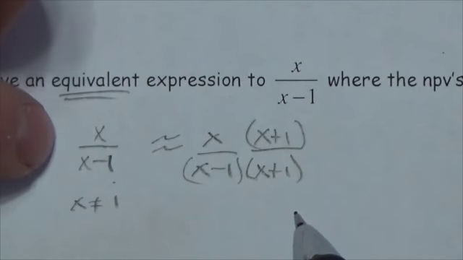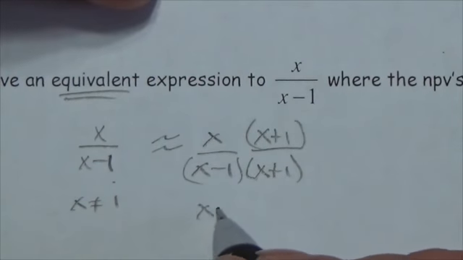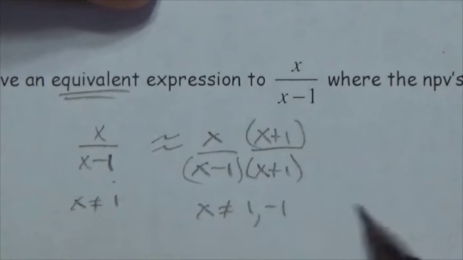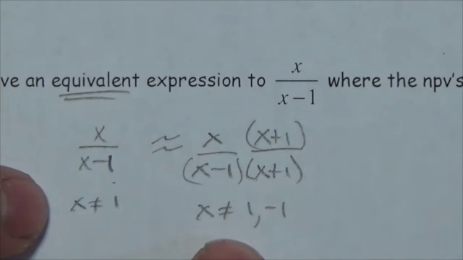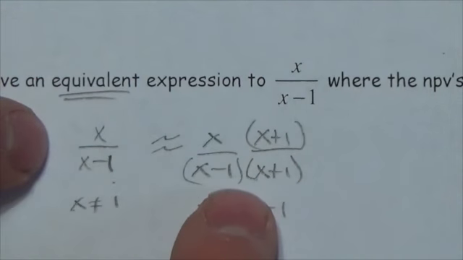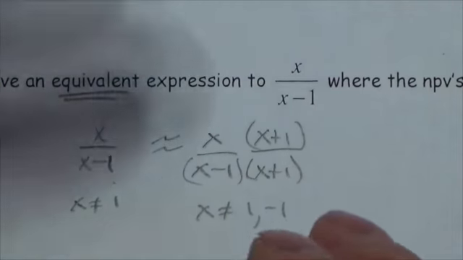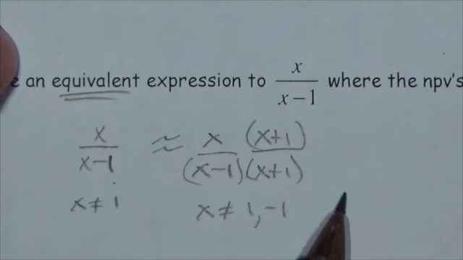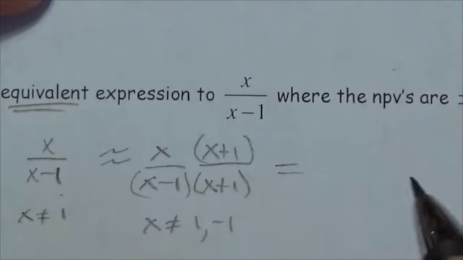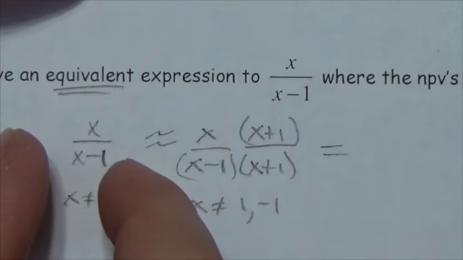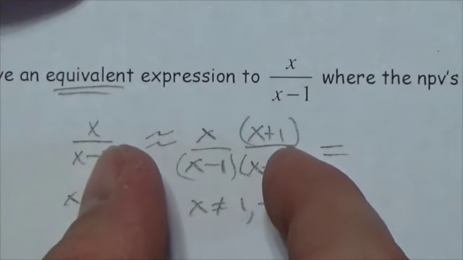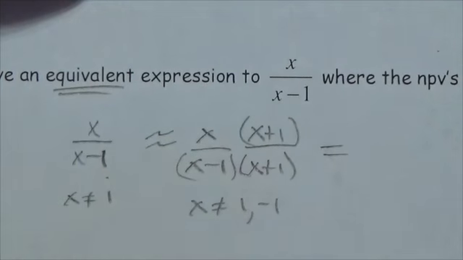Okay? Now, not equal. Not equal, because now my non-permissibles are x can't equal 1 or -1. The non-permissibles are not the same. But that's the only place where these two functions are going to differ. Now, hopefully what I do next here will really make sense of the equivalent versus equals, because right now I'm going to put an equal sign here. So this thing is going to be equivalent to this, but this will be equal to what I write next here.